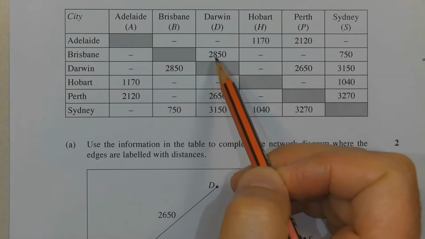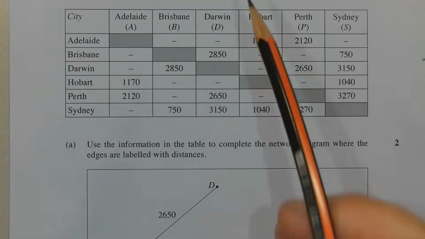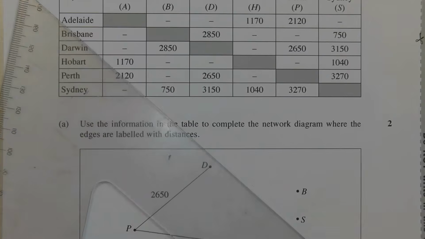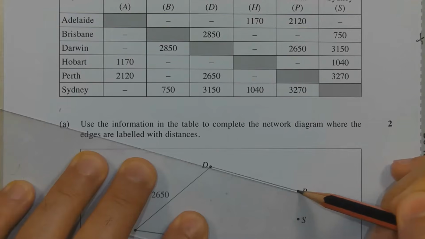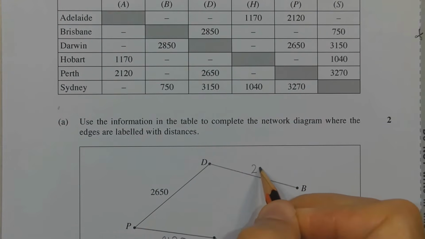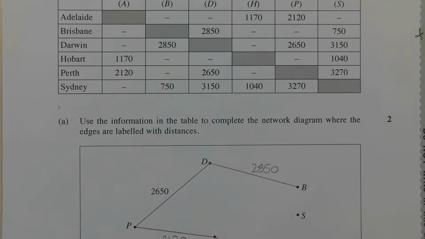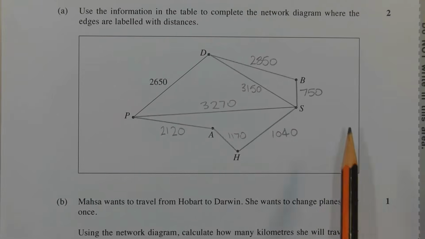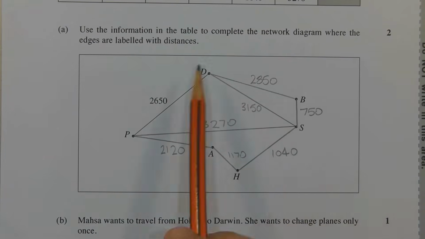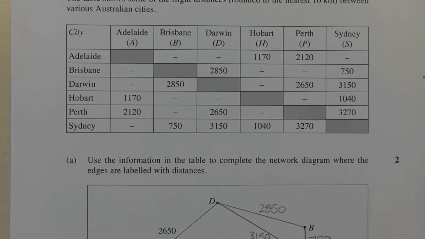This value here, 2850, there's a connection between Brisbane and Darwin. So I'm going to join those two vertices and write 2850. The completed network diagram should look something like this. So we have the relevant edges connecting the relevant vertices with the relevant values on each of those edges. Just make sure though to check that the edges are correct by comparing your network diagram with the values in the table.